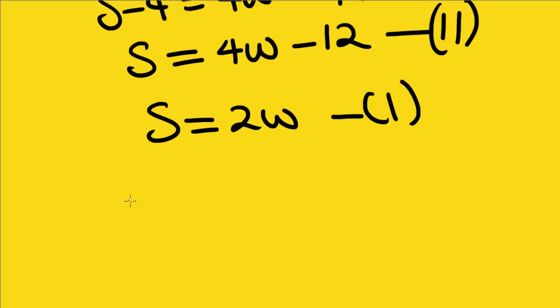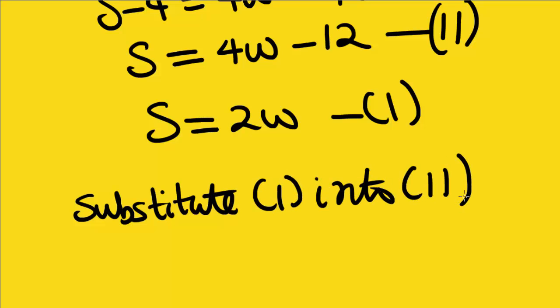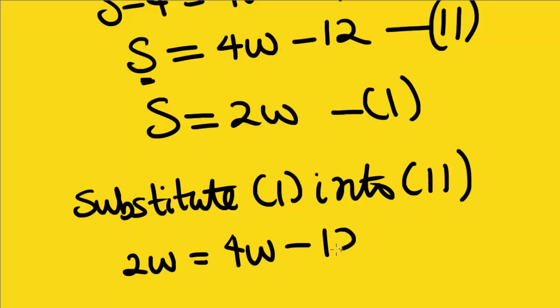From equation 1, you can see that S is 2 times W. If I substitute equation 1 into equation 2, what do I get? From equation 1, I can see that S is 2W. That means in equation 2, I will replace S with 2W. So you look at equation 2 here. S here, I'll replace with 2W. Here, we have 4W and minus 12 remains.